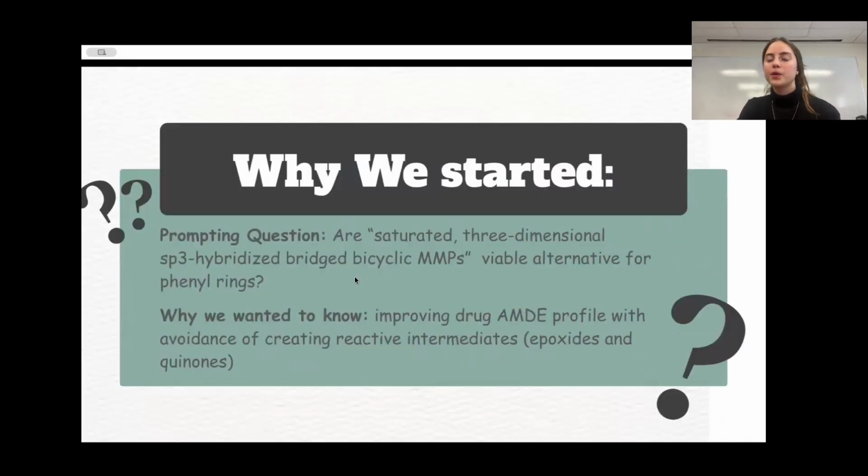So why did we start? We were looking for a viable alternative to phenyl rings, and this research article proposed that bridged bicyclic analogs could do that. They wanted to improve the ADME profile. It was so important because they needed to avoid reactive intermediates that were causing undesired changes within the body.